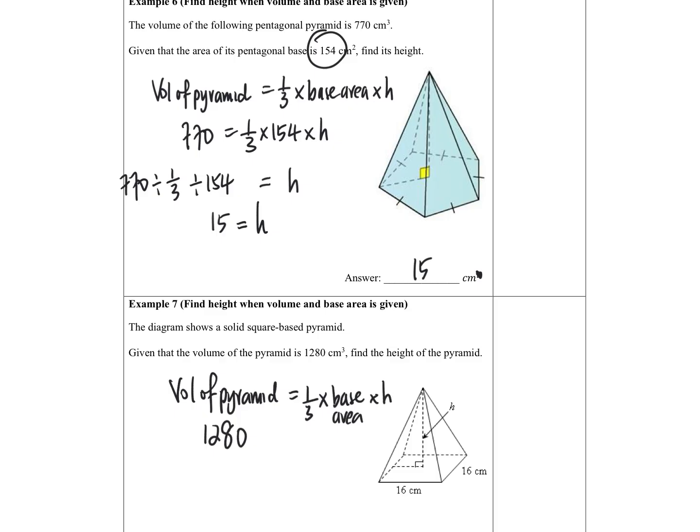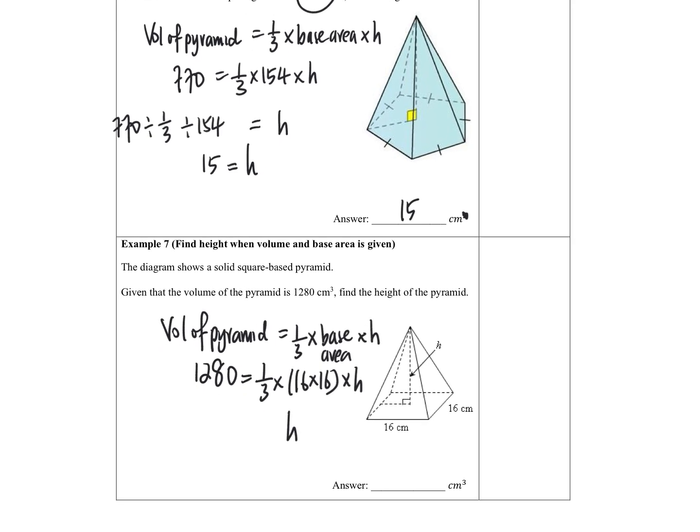Okay, next one. 1/3 base area, which is 16 times 16, and then times height. So how to find height? You divide this by 1/3, divide by the 16 times 16. You can skip steps, no problem. Okay, also 15. So once you are done with this, for the practice there are now 3 questions.